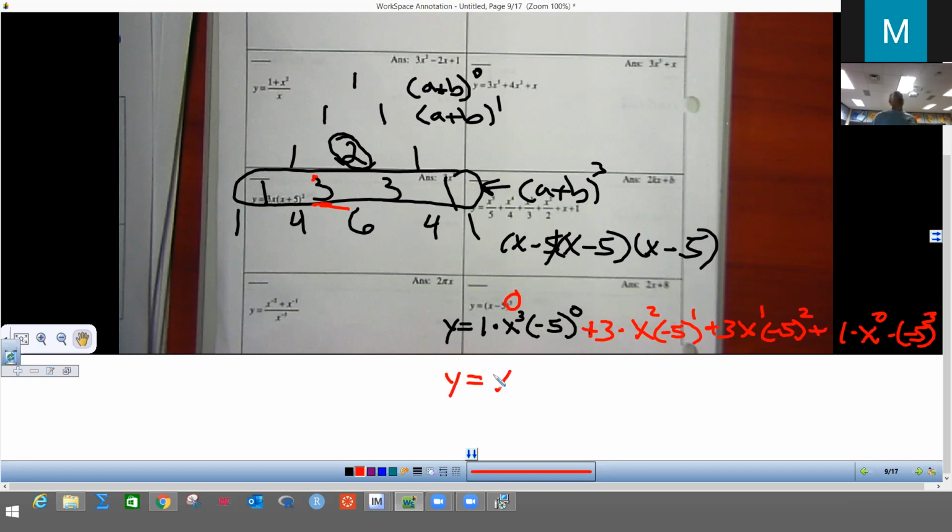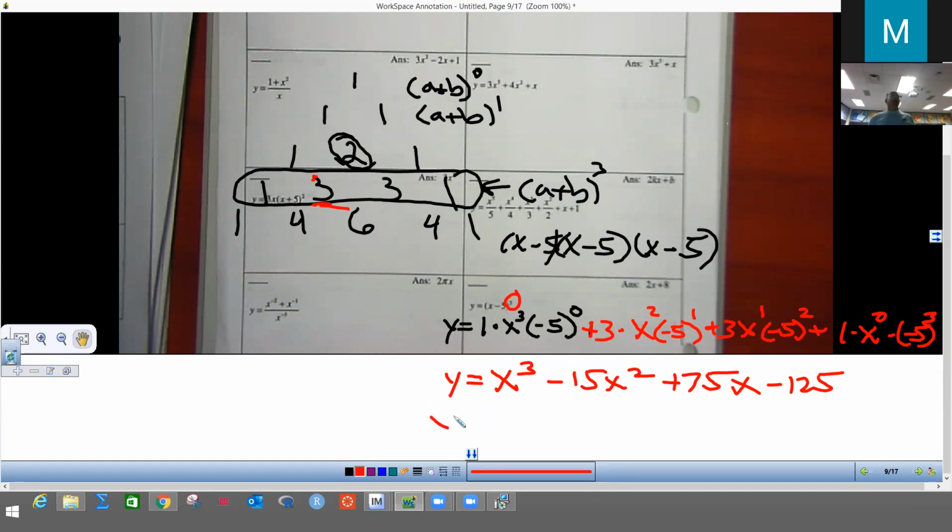So this is x cubed. This -5 times 3 is -15x squared. -5 squared is 25 times 3 is 75x. And -5 to the third power is -125. So there is my cube without having to FOIL. Now you can FOIL this, add like terms, triple distributive, you will get this same answer.